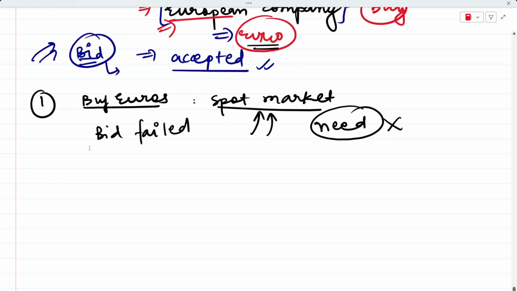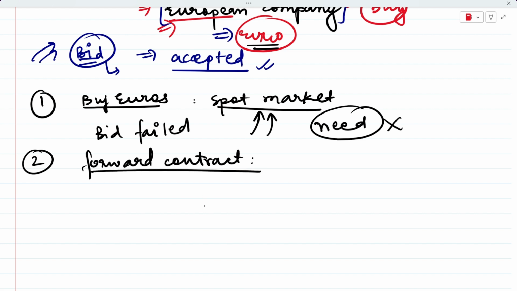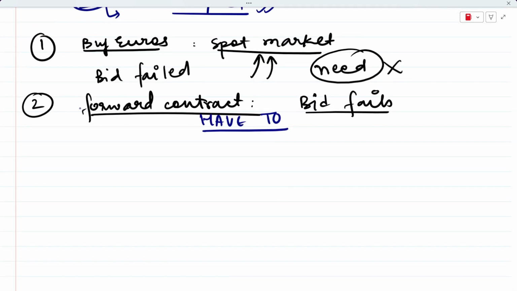But what happens if they enter into a forward contract? Because we have already talked about a forward contract. In a forward contract, you don't have to receive the money today, or you don't have to make the entire payment today. So if they enter into a forward contract to buy euros, and in this case their bid fails, what will happen now? Their bid fails, but they still have to buy the euros. Why so? Because in a forward contract also you are legally obligated, right? You are legally obligated to buy.